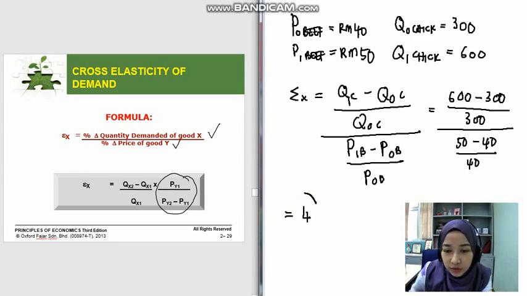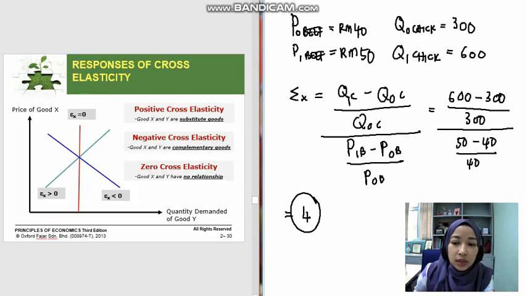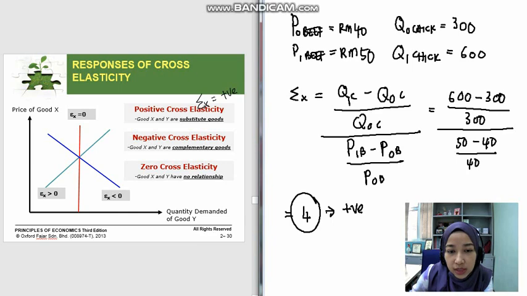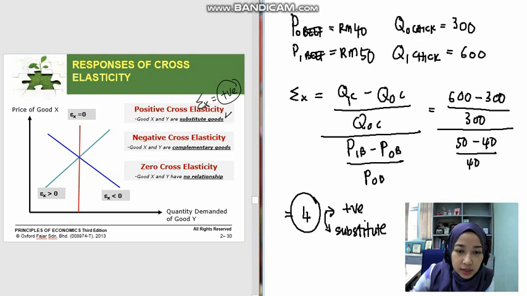Now referring to your answer, can you tell whether it is substitute products, complementary products, or the two products have no relationship? Let's look at the next slide. This is how we determine in what way the products are related to each other. For positive cross elasticity, when you calculate the cross elasticity, you get a positive value. It means that these two products, beef and chicken, are substitute products. When you get a positive answer, the products are substitutes.